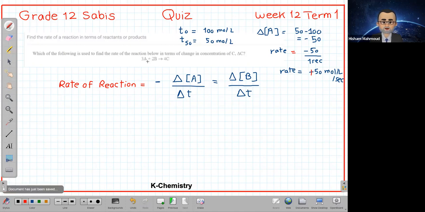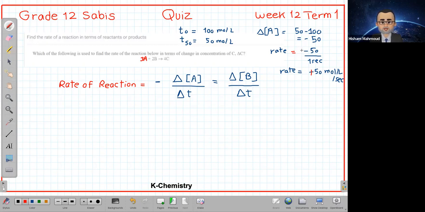The most important thing here is to watch out for the coefficient. There is a 3 here. If it's 3A here, then you have to put 1 over 3 to get the value, because this reaction rate depends on your reactant coefficient. It is as fast as 3 moles of the A. You have to divide this by 3 to get the rate per 1 mole. So you have to get the rate for 1 mole only. So divide this value by 3.